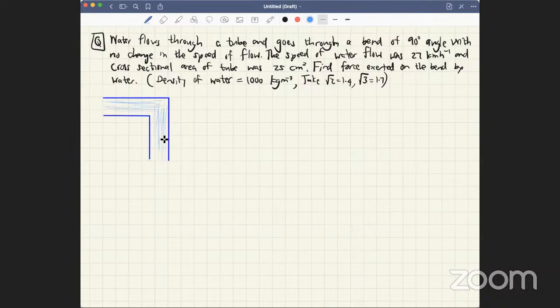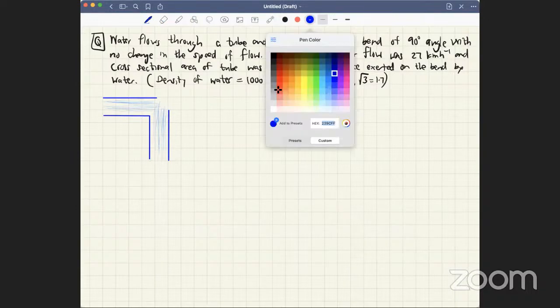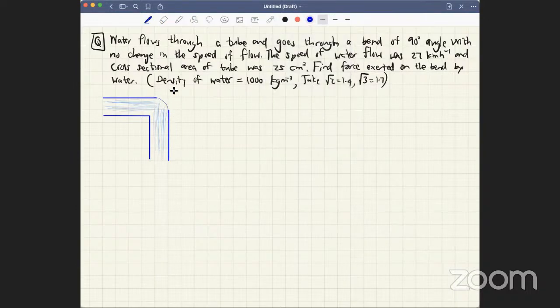So water direction has changed by 90 degree. In fact, I think this part I have to alter it a little bit, because this bend has to in fact look like this, then only it can change its direction, right? Like this. The bend has to be in fact like this, otherwise water will be unable to change its direction. This is how it should be. Okay, right.